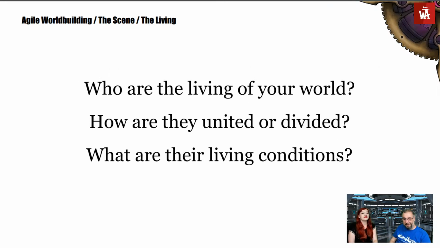Who are the living of your world? If you are playing a Pathfinder-like world with a quadra-gazillion races, you do not have to name them all. Just choose the important ones. We like them, by the way, just to be clear. They're awesome. I love Pathfinder. But if you are playing a world with that many sapient species, do not feel like you have to catalogue them all. It's one of those some-many-lots situations.